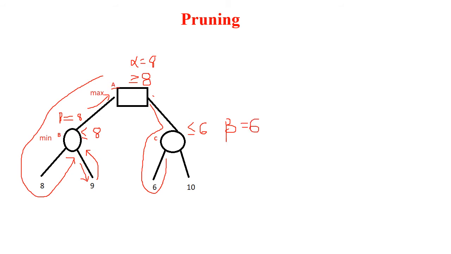Now see here, A expects either 8 or greater than 8. But C can give a value maximum 6 or less than 6. A already got a better path which costs 8. A selects next turn if its cost is greater than 8. A never takes a path which is less than 8. So, there is no need of exploring this node. So, we can prune this part of this game tree.